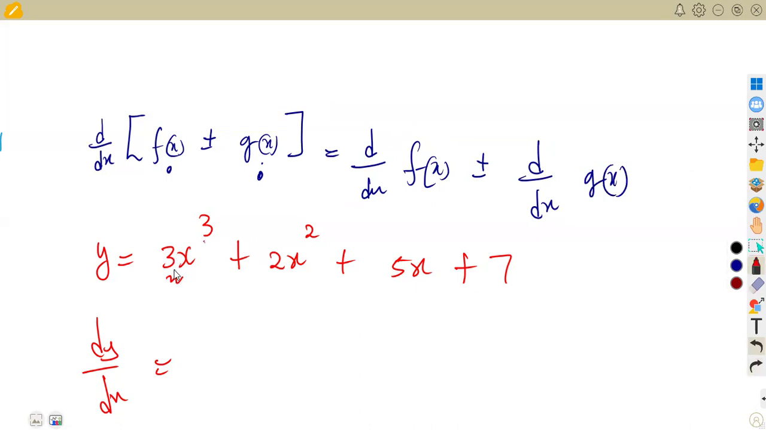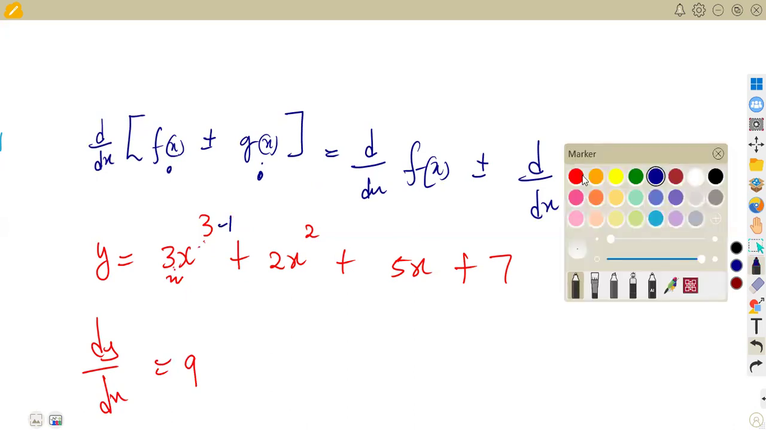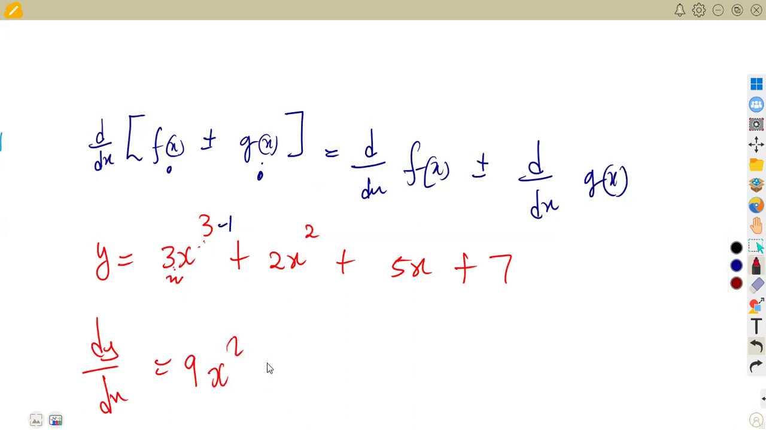We multiply this by 3, 3 times 3, that is 9. Then what do we do? We subtract a 1 on the exponent. So that is now 3 minus 1, which is 2. So we've got x squared. The same thing here, 2 times 2, which is 4. You subtract 1 on the exponent, so that will be x to the exponent of 1, which is x.